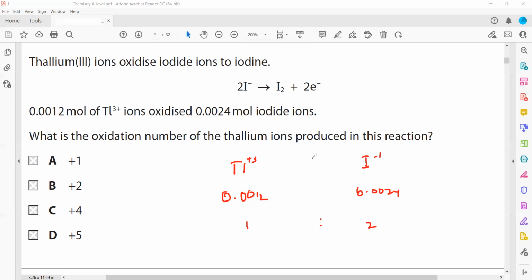So it means two iodide ions are reacting. One thallium is reacting with two iodide ions. And if one iodide ion loses 1 electron, two iodide ions will lose 2 electrons. So if the iodide ions lose 2 electrons, thallium will gain those electrons. One iodide is losing one, two will lose 2 electrons, so thallium will gain 2 electrons. Originally it is +3 and gains 2 electrons, so what will be the charge left now? The charge left will be +1.